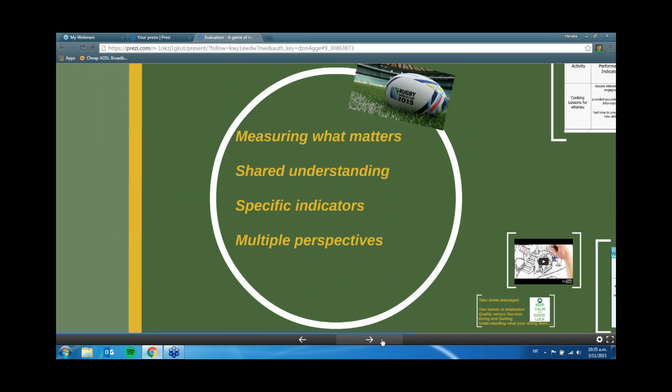So the last part is around measuring what matters. So when it comes to measuring what matters, it's important that there's a shared understanding, which is kind of how we started off in the beginning. So if you don't have a shared understanding of what you are going to measure, then it's going to seem a little bit out of place, off track with other people, because it's going to be like you drew it up all yourself.